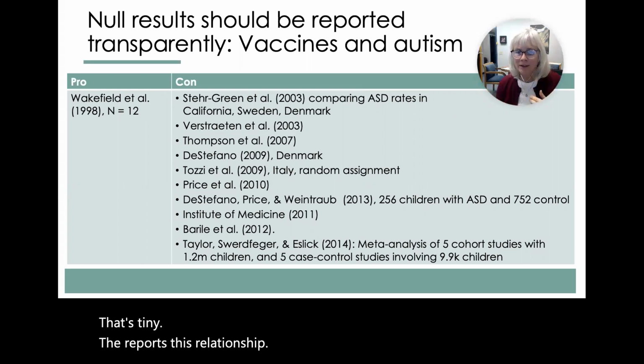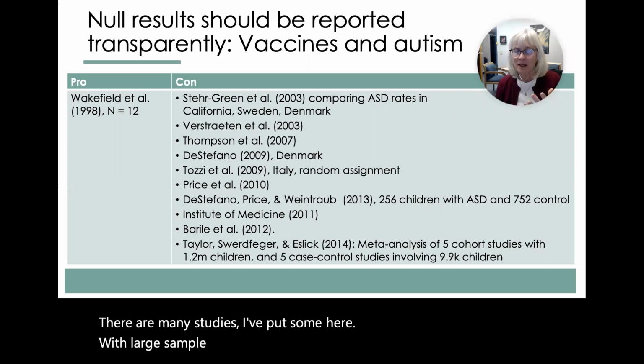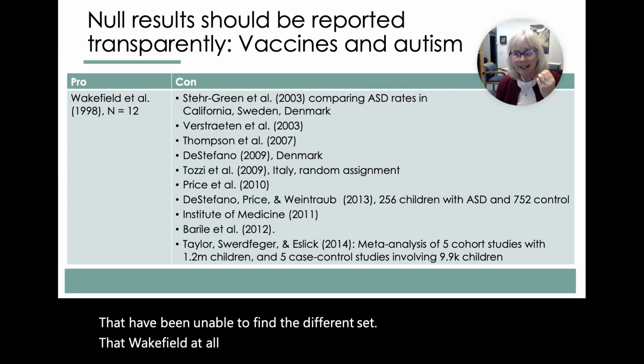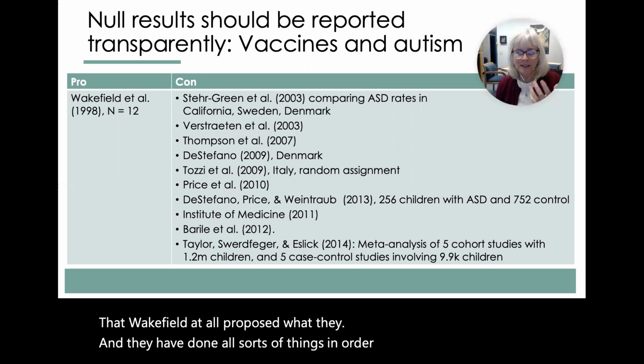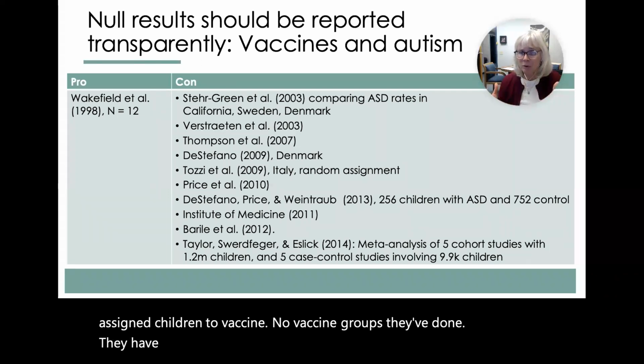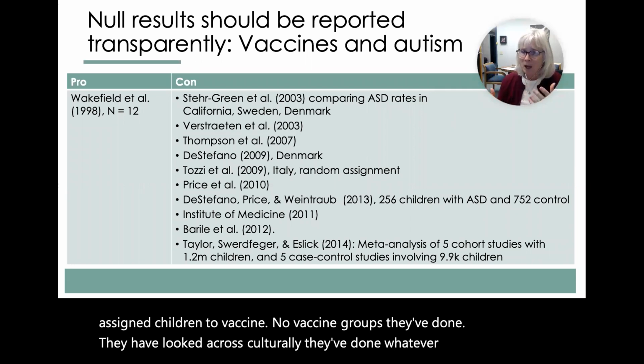On the other hand, there are many studies, I've put some here, with large sample sizes that have been unable to find the difference that Wakefield et al. proposed. And they have done all sorts of things in order to address this. They've randomly assigned children to vaccine, no vaccine groups. They have looked cross-culturally. They've done whatever they could.